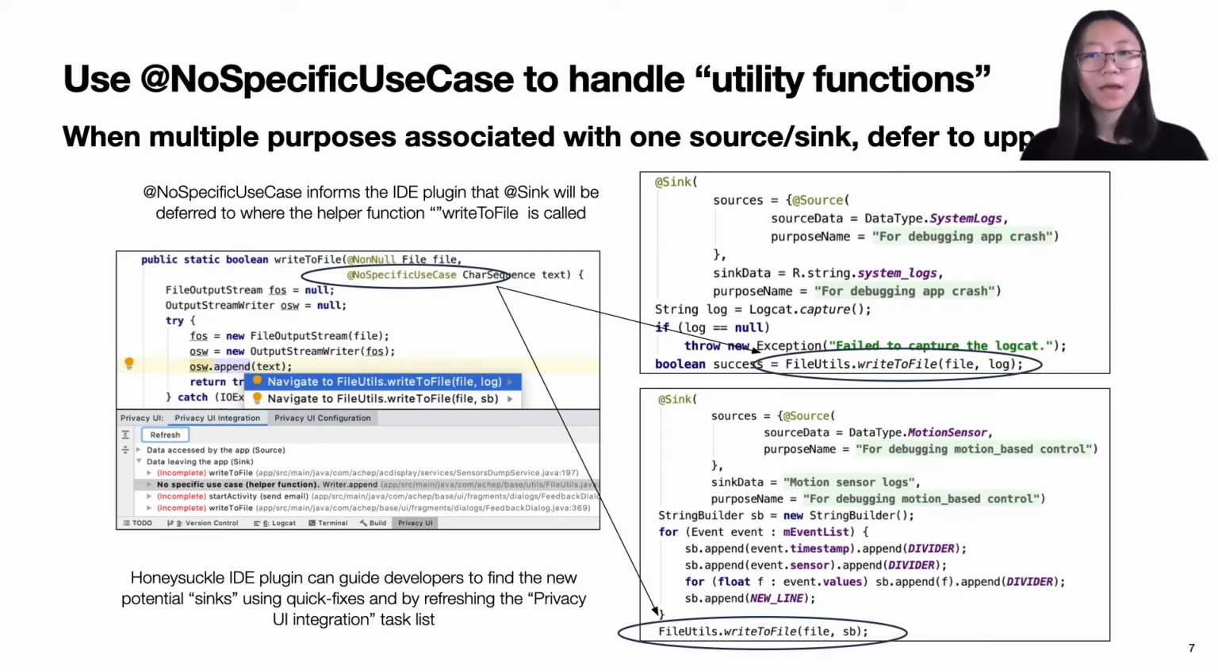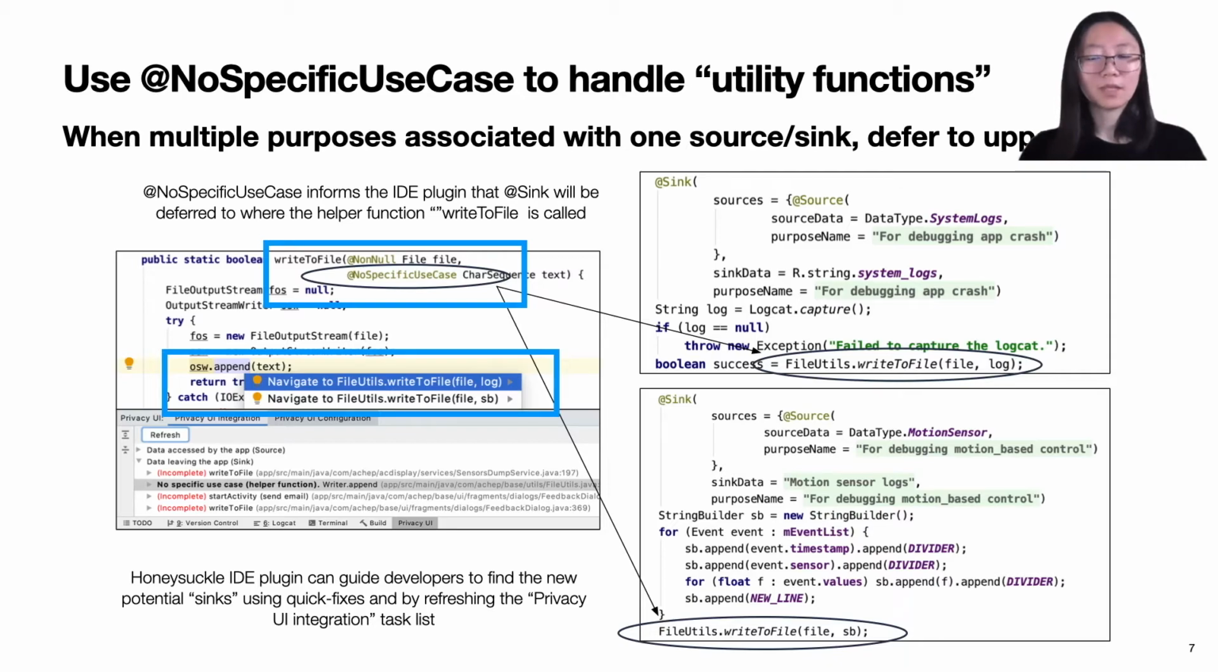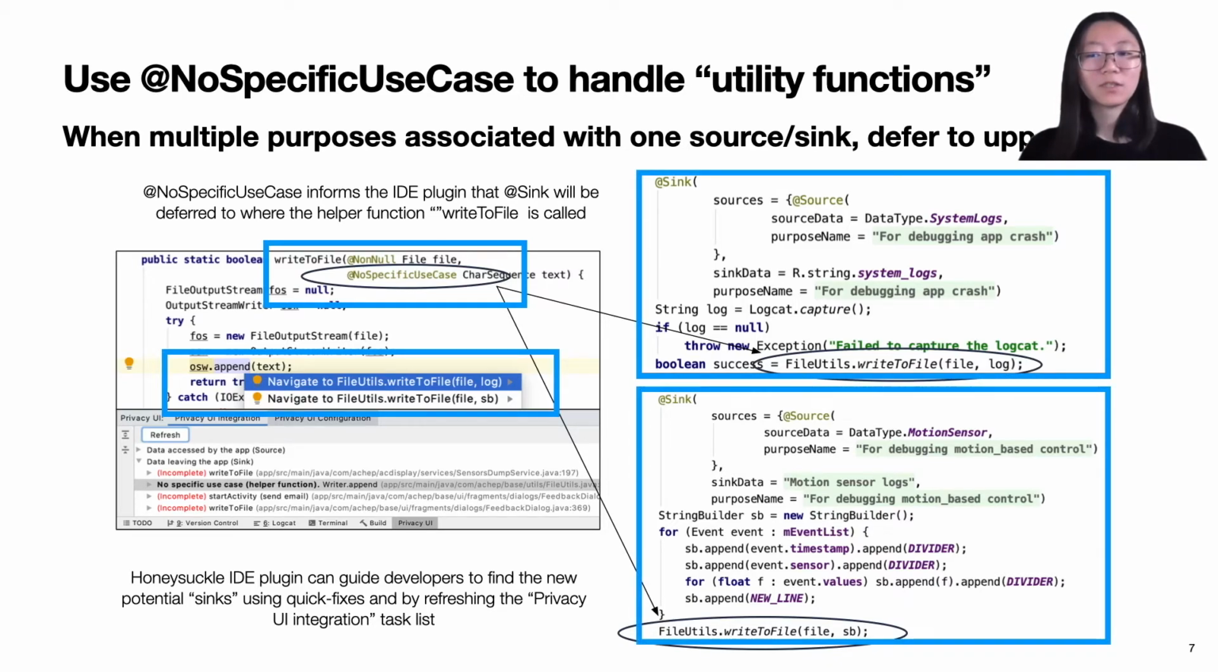We want to highlight how we handle a common scenario when developers create utility functions that may be called in different contexts with different purposes. In this example, Honeysuckle detects this system API call, which is used in an app-level utility function named write-to-file. The developer should first use the GNoSpecificUseCase annotation to let the IDE know that the data written here may serve multiple purposes, and then she can add different sink annotations to differentiate the two contexts of calling write-to-file.